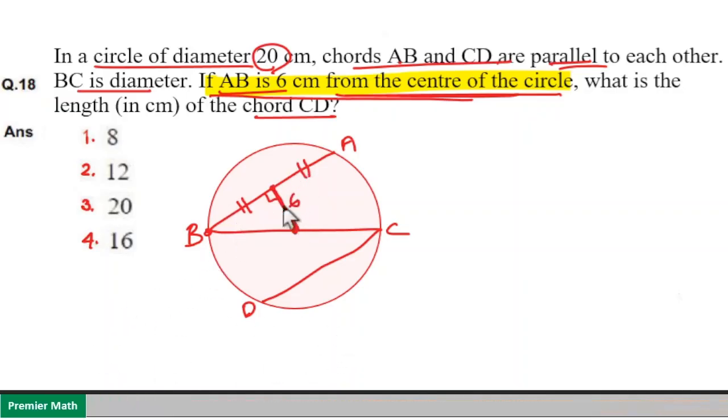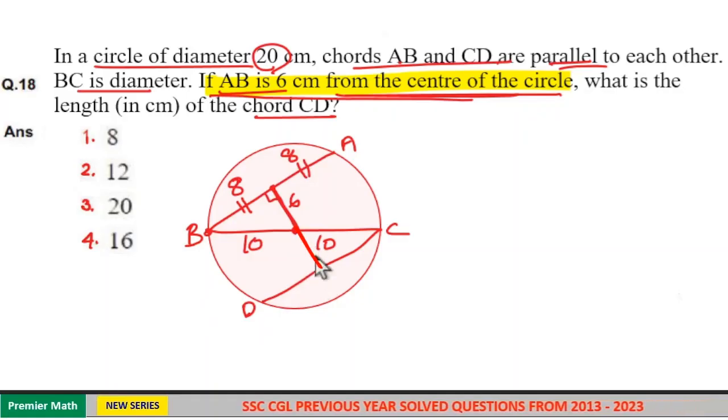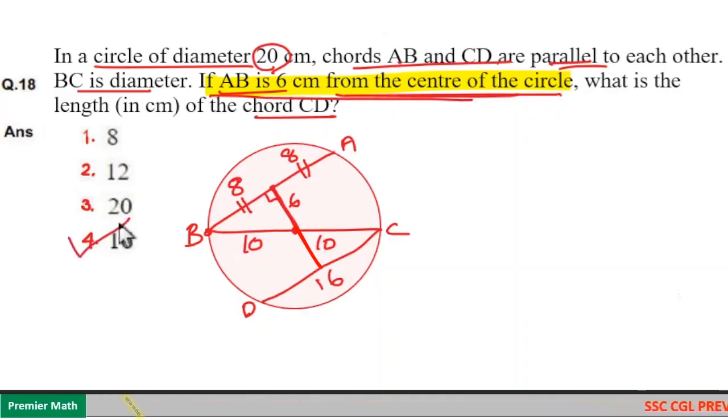Now this is 6 and this is a right angle triangle and here this is radius. Radius is equal to 10. Diameter is 20, so this is 10 plus 10, 20. Now one is 10, one is 6. Now the triplet is 6, 8, 10. So this side is equal to 8 centimeter. If this side is 8, this is also 8. Same way, if you consider this triangle as well, if AB is 16, CD is also 16. So option 4 is your answer.